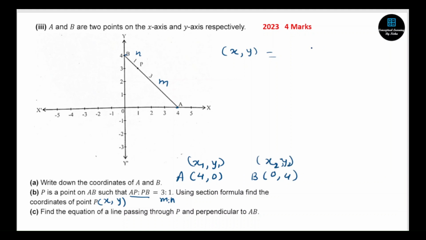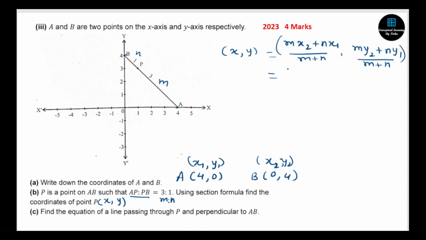And now apply the section formula. So the section formula is: (m x2 + n x1) upon (m + n), so always write the formula first, okay. And for y: (m y2 + n y1) upon (m + n). And now substitute all the values, and you can find your answer.